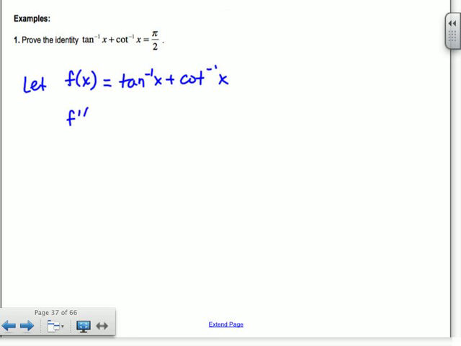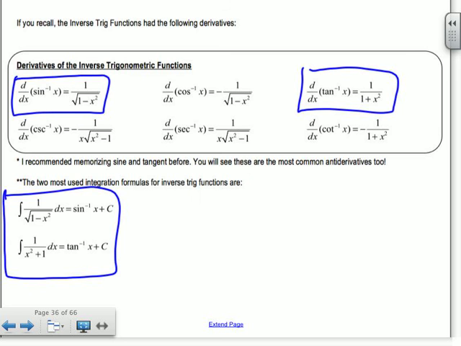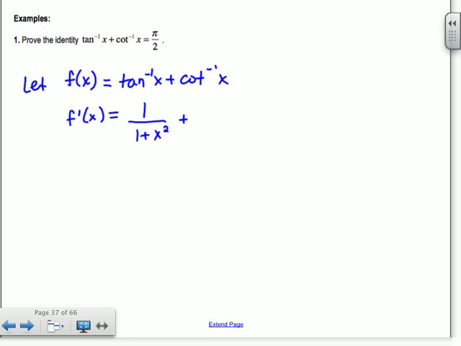If I was finding f prime of x, the derivative of inverse tangent was 1 over, anybody remember? Yep, 1 plus x squared. For inverse cotangent of x, let's go back to your chart. I didn't have you memorize that one. It's just the opposite, right? So it's negative 1 over 1 plus x squared. That means that when you add them together, you get 0.